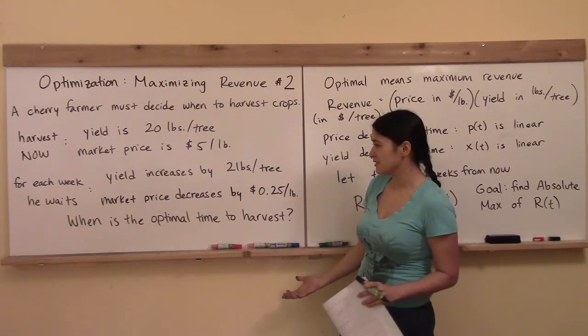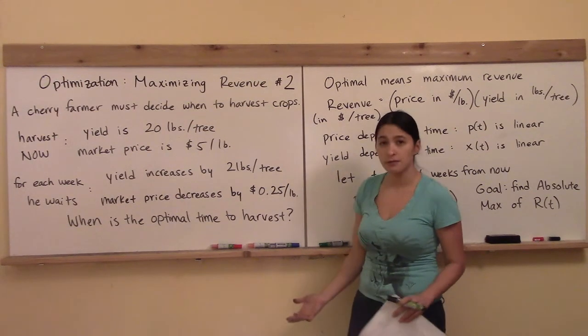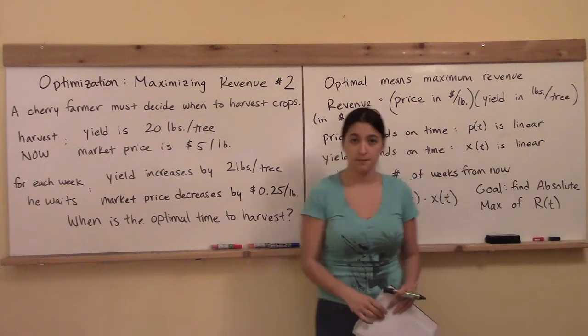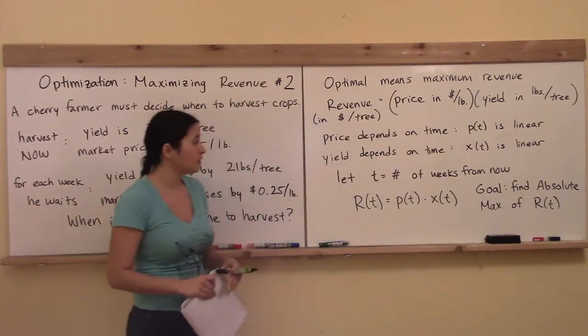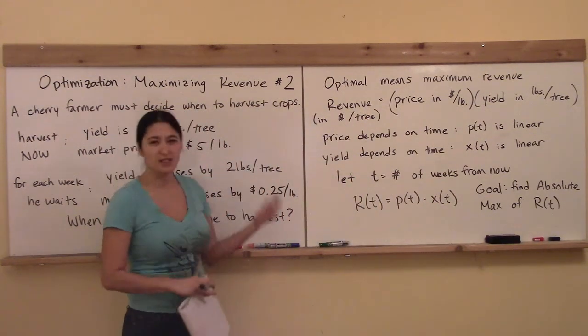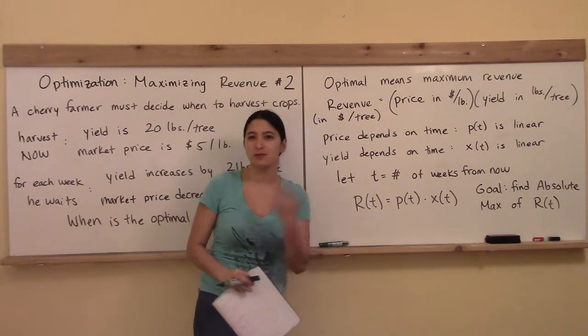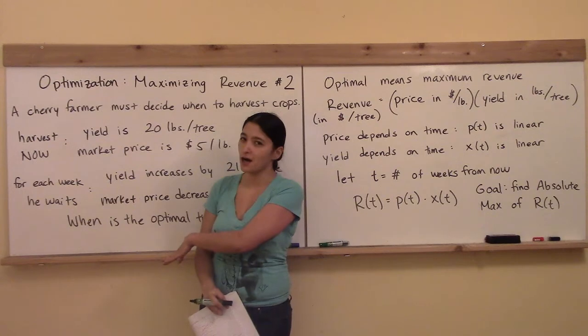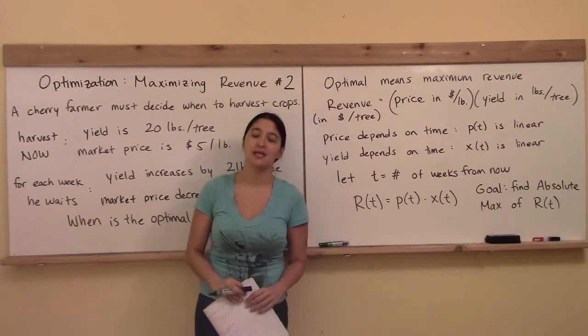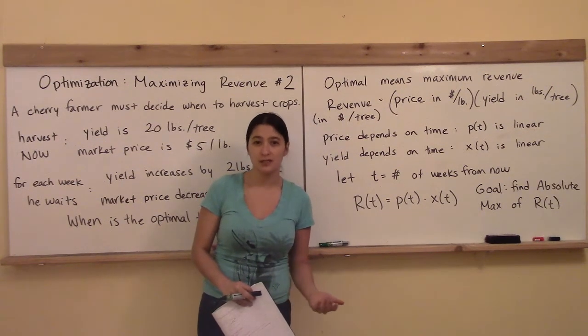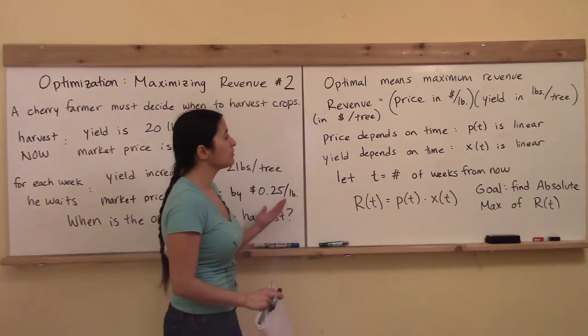What am I to do as the farmer? When is the optimal time to harvest this crop? All right, another optimization problem. What's the optimal time? What does optimal mean? Optimal, of course, means maximum revenue, because here it doesn't talk about the costs at all. So all we have to work with is how much money we are going to make. What's our total revenue? That's what we want to maximize.